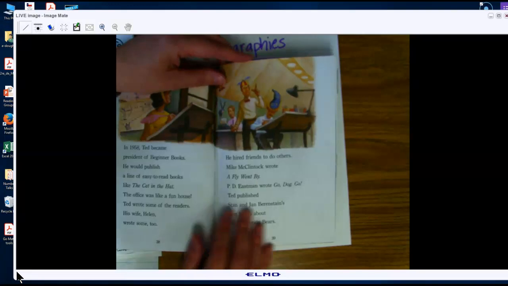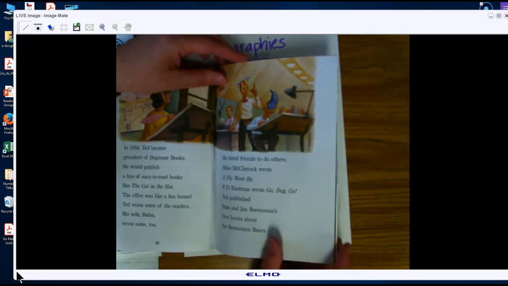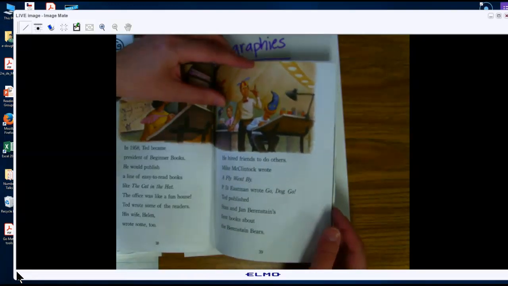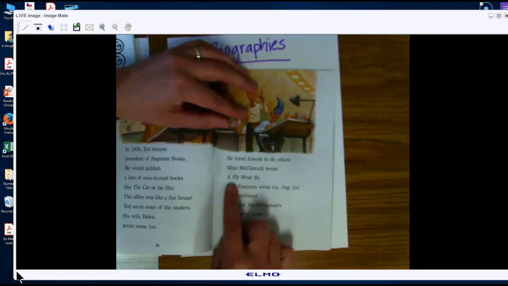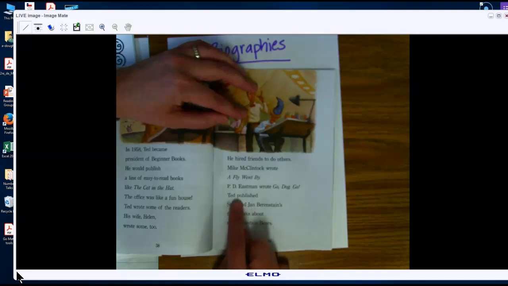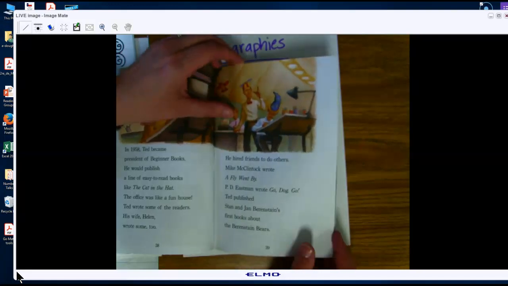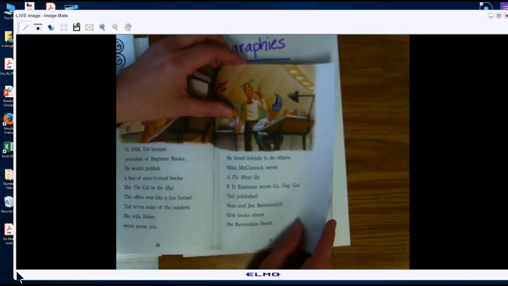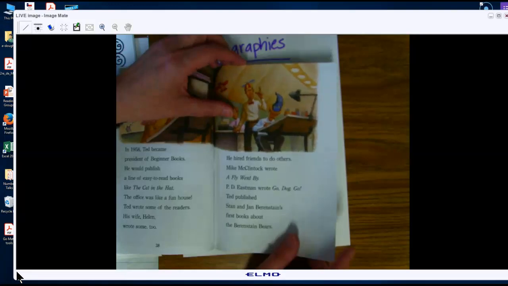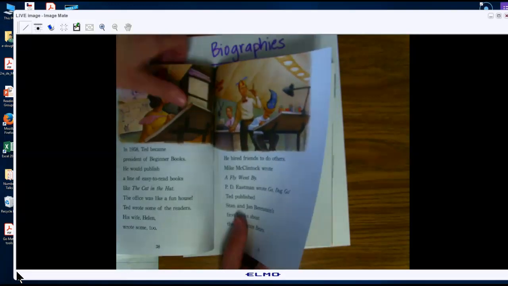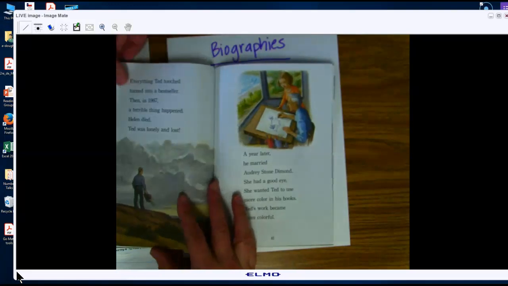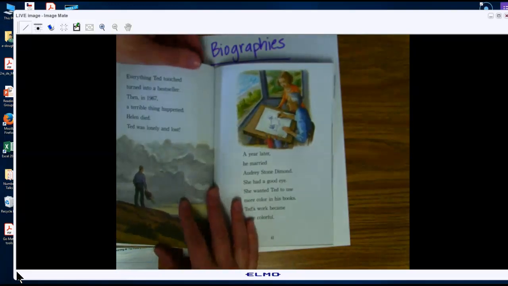Ted wrote some of the readers. His wife, Helen, wrote some too. He hired friends to do others. Mike McClintock wrote A Fly Went By. P.D. Eastman wrote Go, Dog. Go! Ted published Stan and Jan Berenstein's first book about the Berenstein Bears. Y'all all read Berenstein Bears. He didn't write them, but he published them. His company made the books. Everything Ted touched turned into a bestseller.